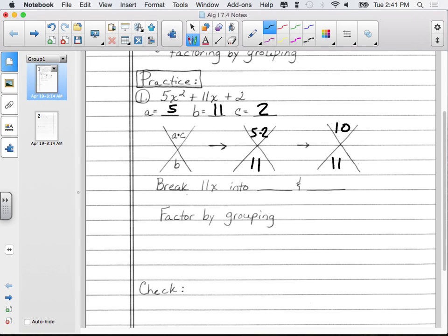Same thing. Pretty much. So now we're looking for two numbers. When we multiply them, we get 10. When we add them, we get 11. 10 and 1. So there's that.